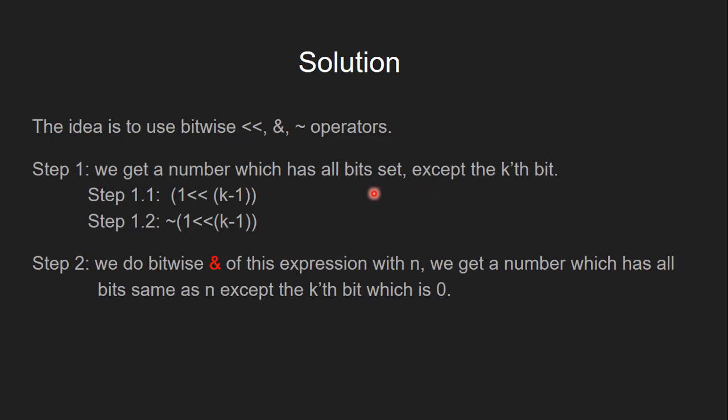How do we obtain this number? First, we do left shift operation on 1 by k minus 1 position, and then we complement the number by using bitwise NOT operator. We will shortly see an example for this one.